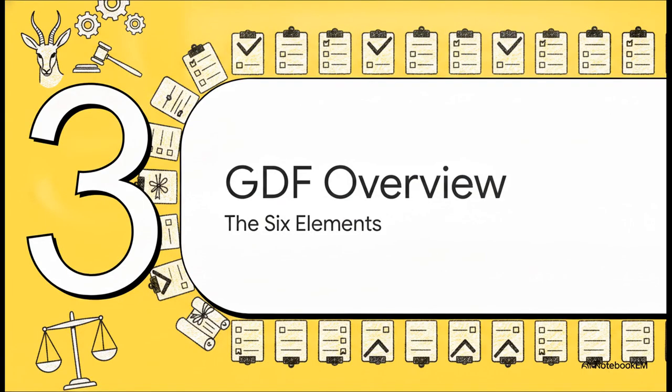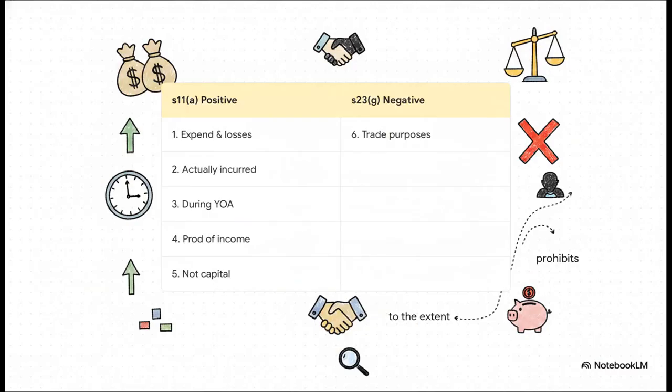All right, let's get into the main event, the GDF overview and its 6 elements. The General Deduction Formula is essentially a strict legal checklist, and every single box must be ticked. The GDF is made up of a positive test and a negative test. You must meet all 5 positive elements of Section 11A. Those are expenditure and losses actually incurred during the year of assessment in the production of income and not of a capital nature.